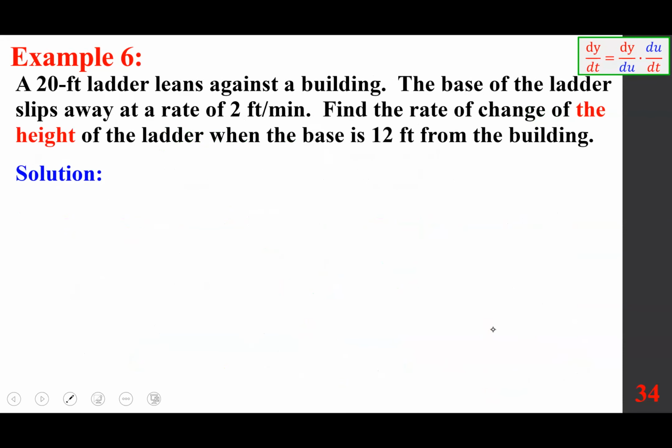Can somebody read this question for us? A 20-foot ladder leans against a building. The base of the ladder slips away at the rate of 2 feet per minute. Find the rate of change of the height of the ladder when the base is 12 feet from the building. Perfect. Thanks. So let's look at the situation.